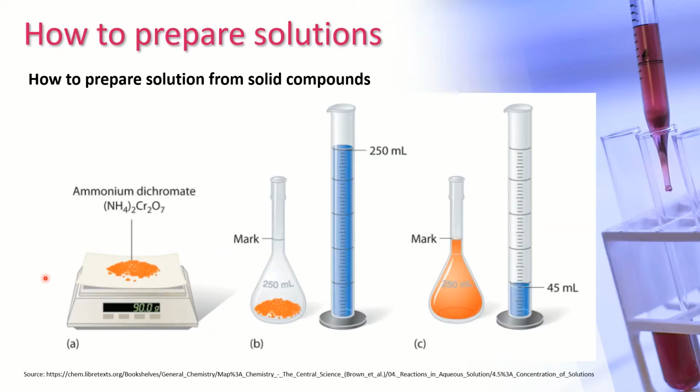Solutions can also be prepared in a different manner. If 250 ml solution is needed, a maximum volume of solvent was prepared. But at the end of the preparation, you notice that 45 ml of the solvent remained. This is because the sample, ammonium dichromate, has a corresponding volume when dissolved.